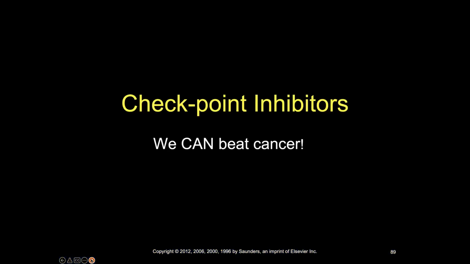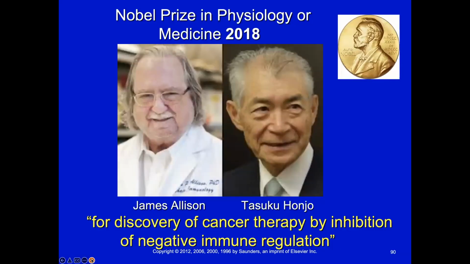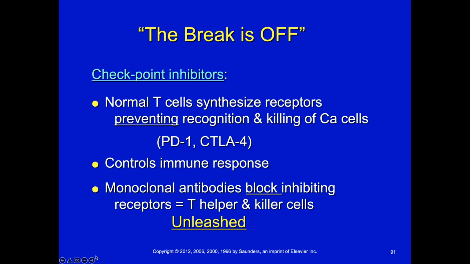So that kind of leads us into our discussion on checkpoint inhibitors. We can beat cancer. There was a Nobel Prize awarded in 2018 to two researchers. One is an American, James Allison, and the other is Japanese, Tasuku Honjo. They both worked on developing monoclonal antibodies that would target, believe it or not, the immune cells to make them fight the cancer more effectively. It's a kind of complicated, kind of confusing topic, so I hope this will help clear it up a little bit.